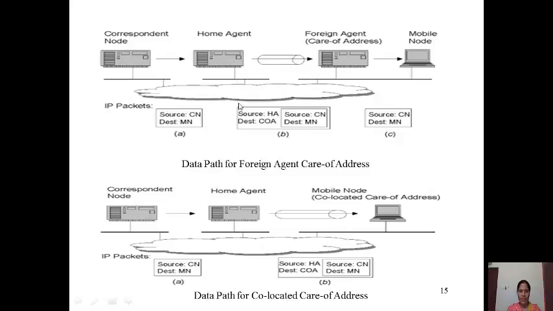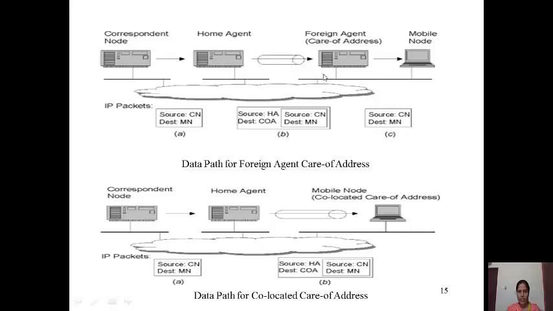and it does an encapsulation, as I told you in the previous discussion, where the data packet that was sent by the correspondent node is now covered with the address of the home agent as the source address, and the care of address as the destination address, right? So this encapsulation happens here at the home agent, and the packet is forwarded through the tunnel.